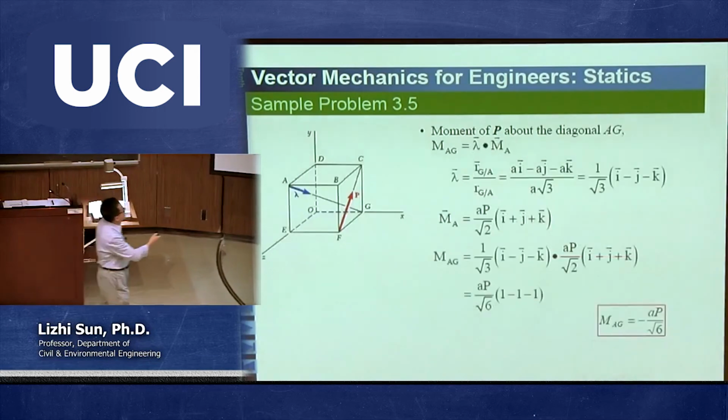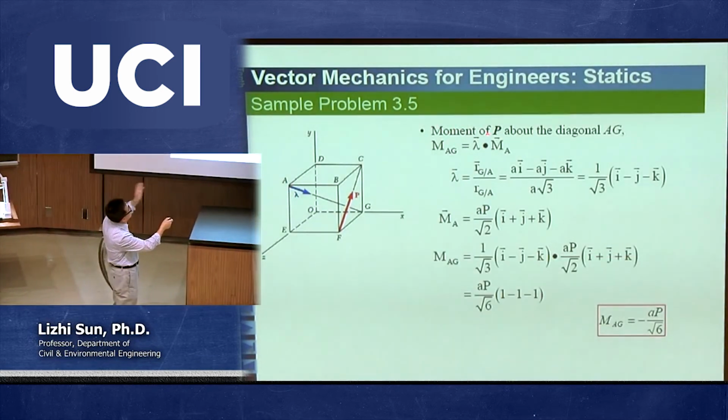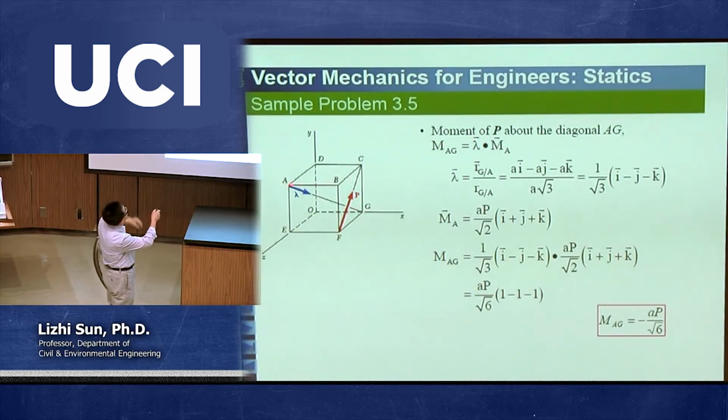Okay, so let's say I pick point A. Then the problem becomes, what is the moment of this force about this given axis AG by picking point A? So again, that's going to be lambda, the unit vector of AG, dot with R cross F. But this time, this R is from the point you pick to the point where the force is applied. So again, that's from A to F and then cross F.